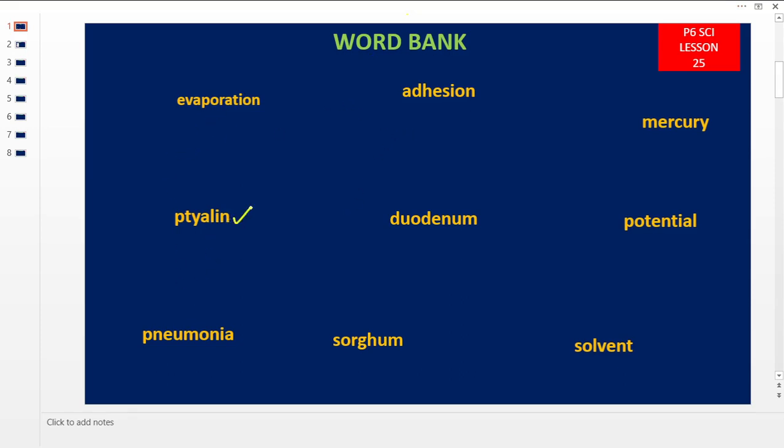So let us start with this word here. This word is read as theallin. So what do you know about theallin? This is an enzyme.